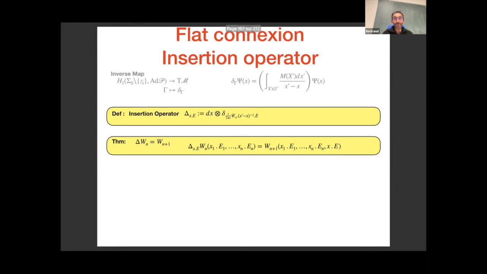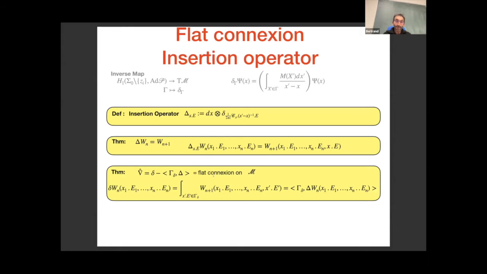The main property it has is that when you apply it to Wn, you find Wn plus 1. The proof is in fact very trivial because remember, by definition, a deformation acting on Wn is an integral of Wn plus 1 over a small circle around x times a simple pole. Basically, it means it's exactly picking the residue. So it's exactly evaluating Wn plus 1 at this point. So in fact, this equality is very trivial to prove. It's almost by construction.